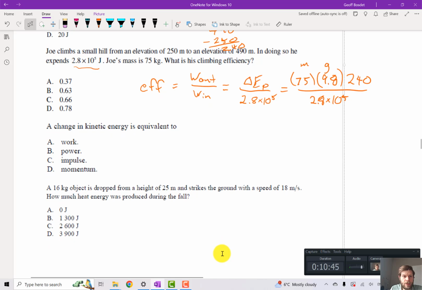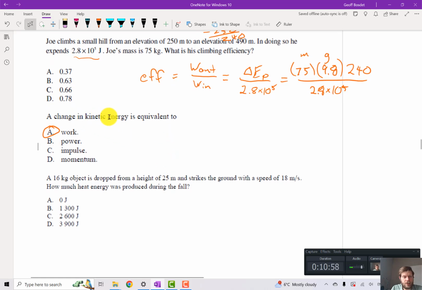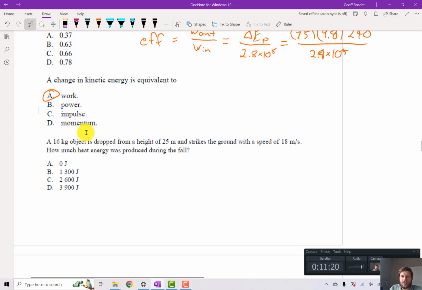Next guy. We got this change in kinetic energy. Change in energy is just work. So done. Change in energy is always just work. Change in kinetic energy is technically work done by the net force. Net force causes acceleration. Accelerations change the kinetic energy. Work is change in energy. Work done by the net force is change in kinetic energy specifically. Not that you need to know that for this.